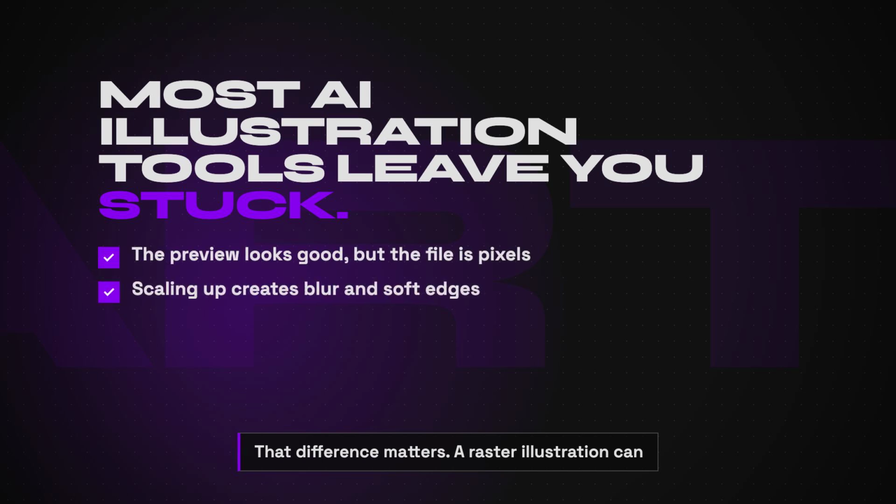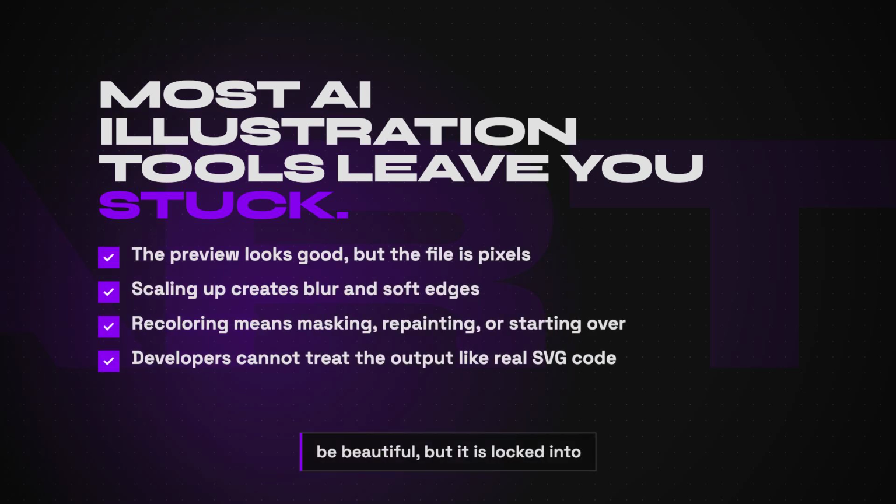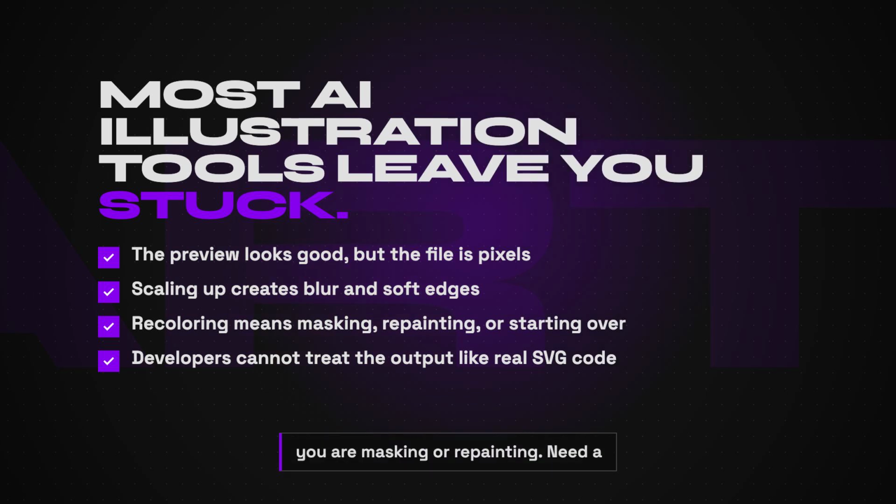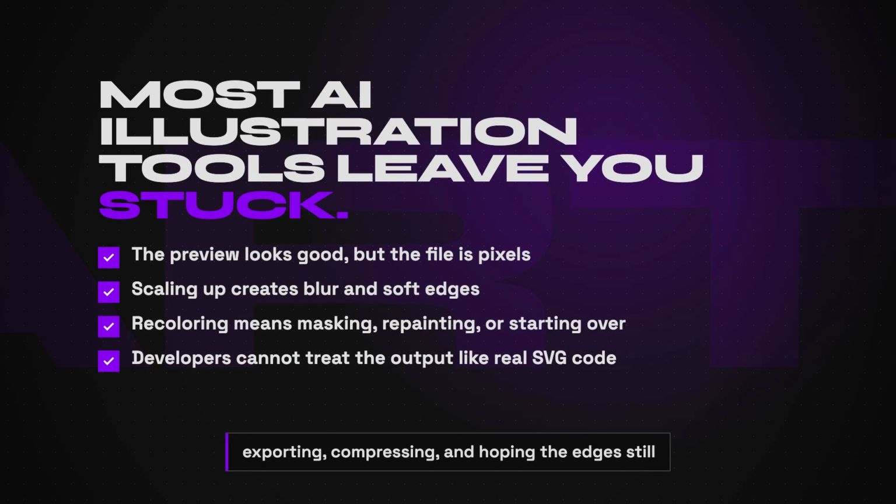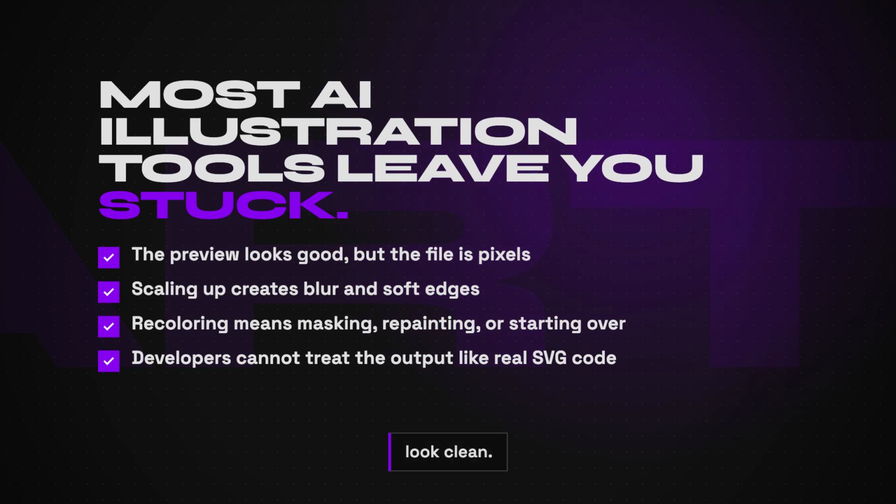That difference matters. A raster illustration can be beautiful, but it is locked into pixels. Stretch it too far and it softens. Try to change one color and you are masking or repainting. Need a transparent, lightweight website asset? Now you are exporting, compressing, and hoping the edges still look clean.